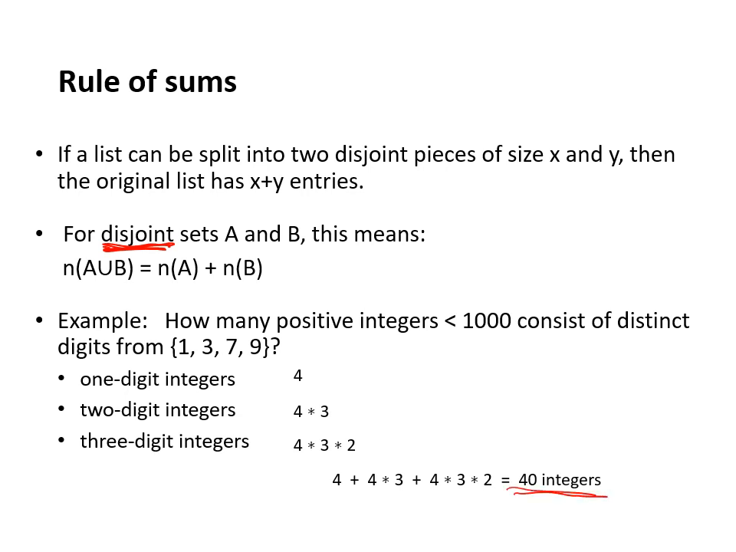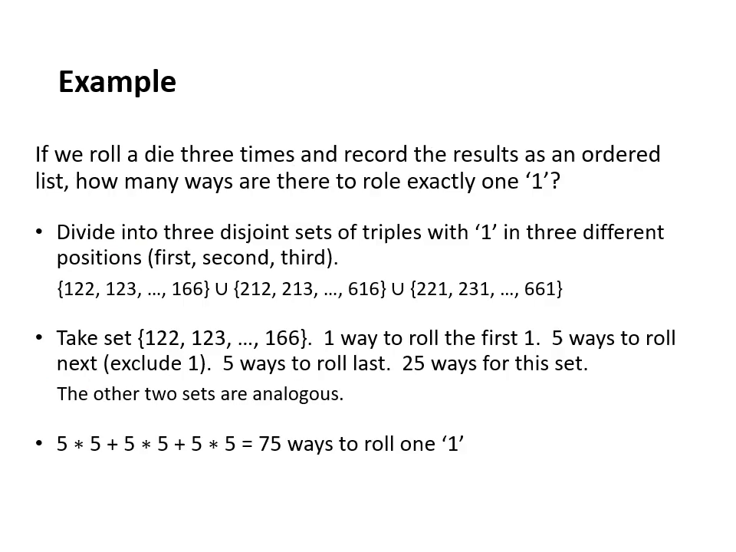So this is the problem where we first apply the rule of products to compute the number of elements within each of these 3 options. And because they're not overlapping, then we can use the rule of sums to compute the total. Okay, so this is the rule of sums.